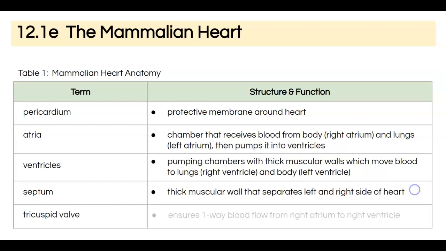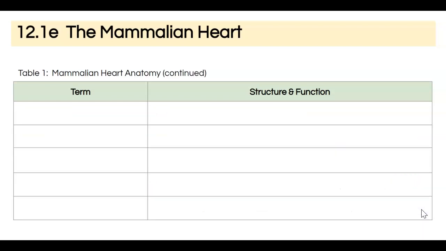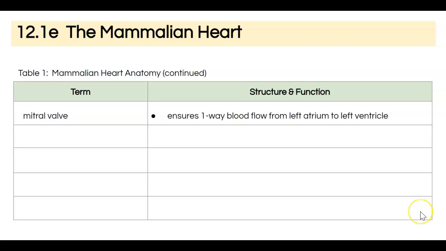So next we have the tricuspid valve. The tricuspid valve basically its job is to make sure that blood is not backflowing once it reaches the right ventricle back into the right atrium. I think that makes sense. The mitral valve is going to have a similar function. It's going to ensure that one-way blood flow, except that we're talking about the left-hand side of the heart.